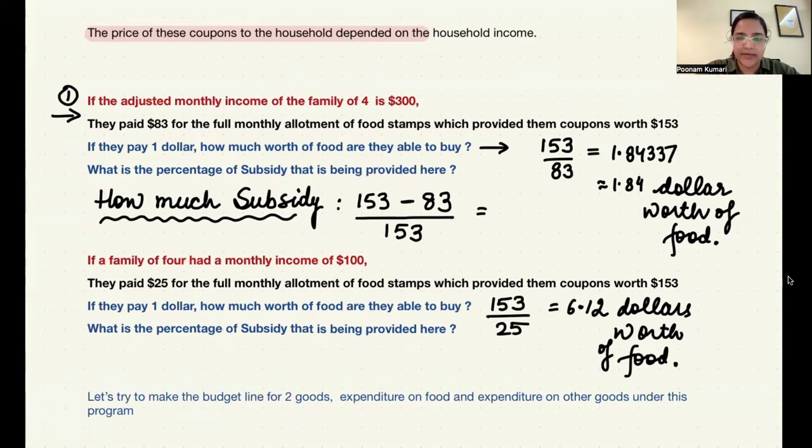So what is this? 70 divided by 153. So how much is this? 0.457. So rounded off it will be 0.46.